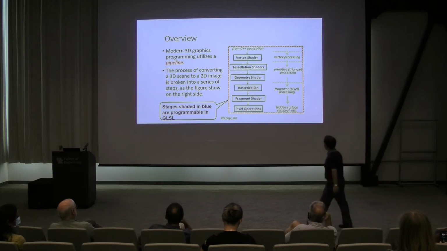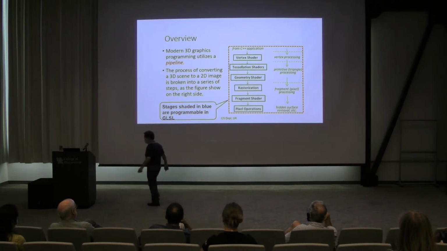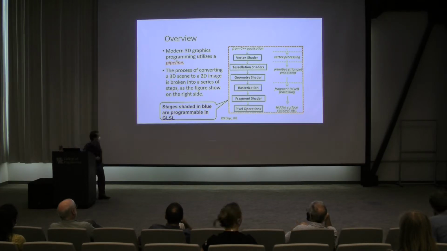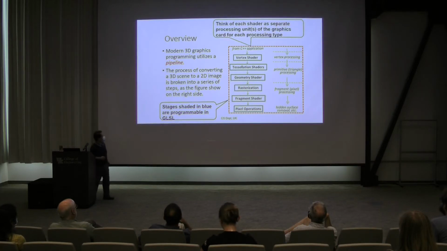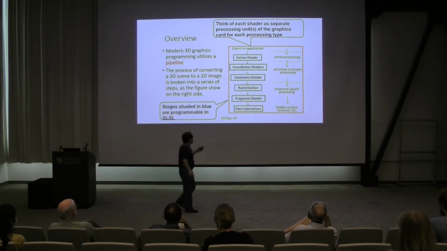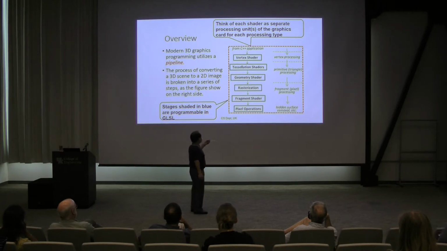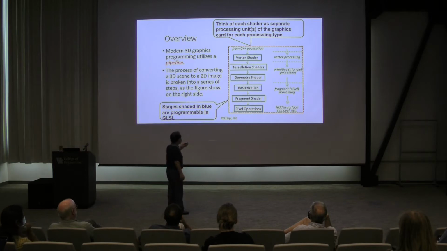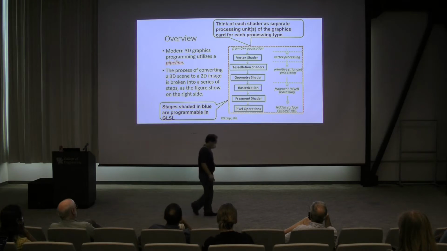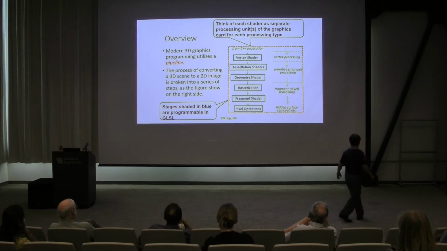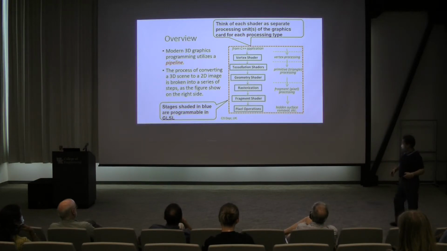I don't know why we don't get the blue color here. Anyway, I can tell you that the vertex shader is programmable, and so are the tessellation shader and the geometry shader, but not the rasterization stage and not the last stage, pixel operations. These two stages are done by the system. We cannot change the process here.